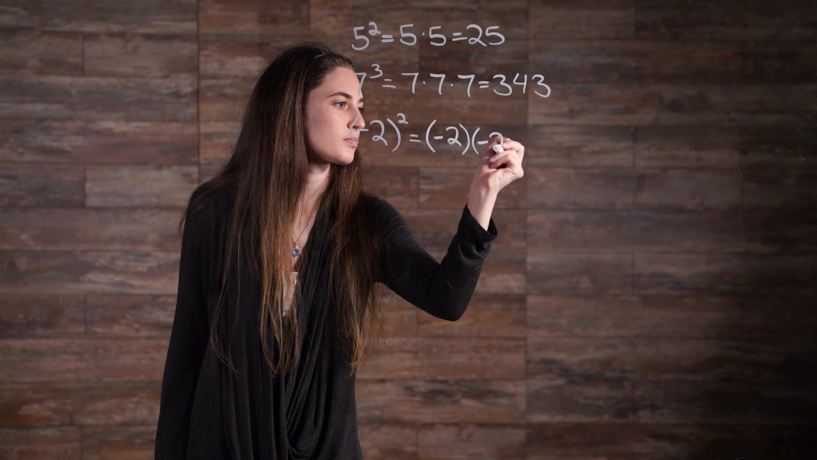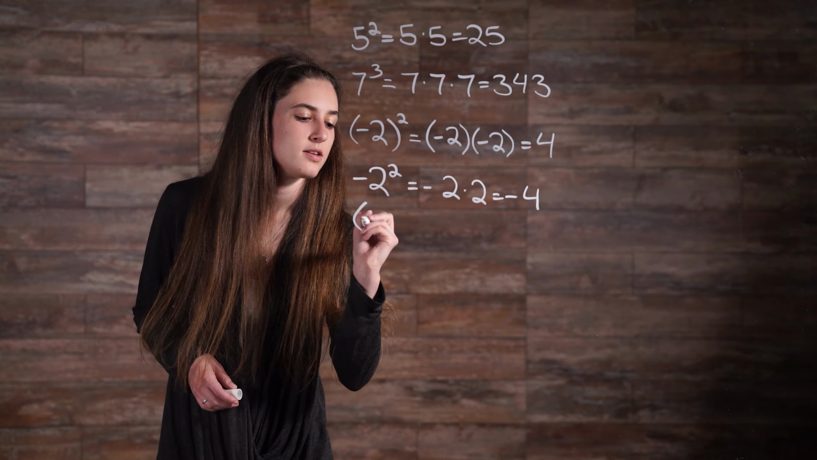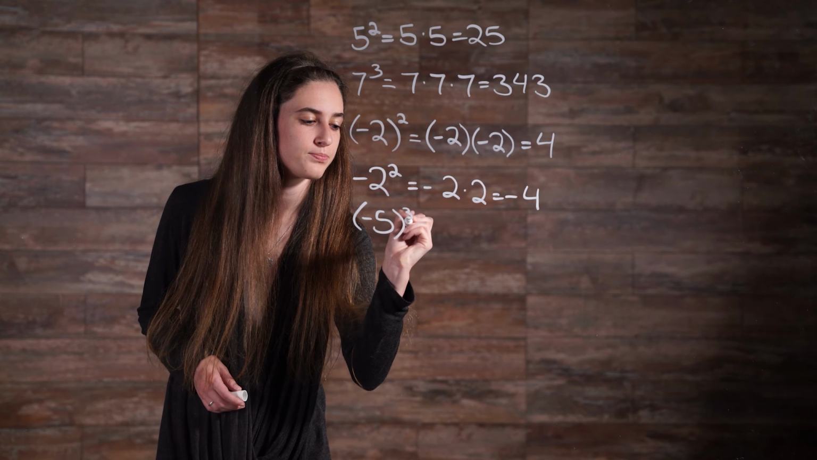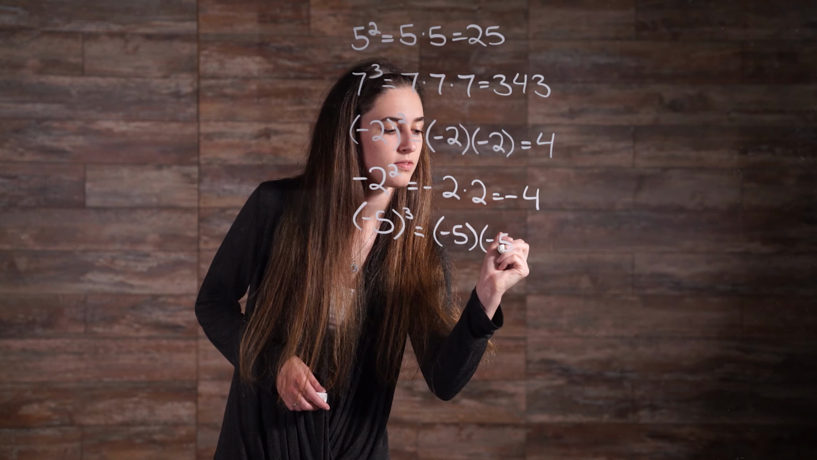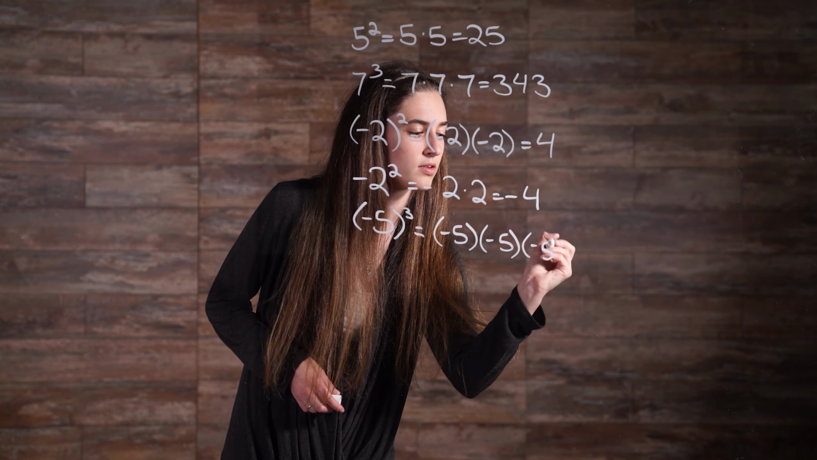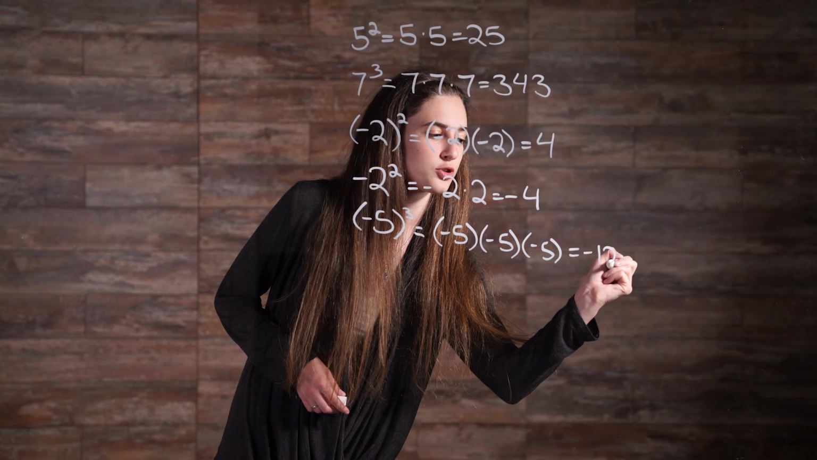Let's try another one with negatives. (-5) cubed. This is equal to -5 times -5 times -5, which gives you -125. Powers of 10 are used frequently in math and science applications. Scientific notation uses powers of 10 to express very large or small values in an efficient and organized manner, but we'll dive into that topic in another video.